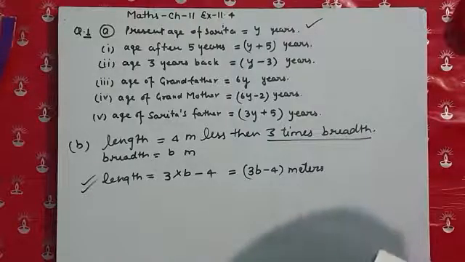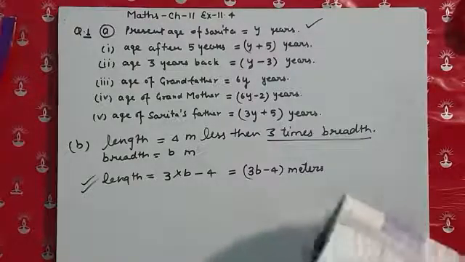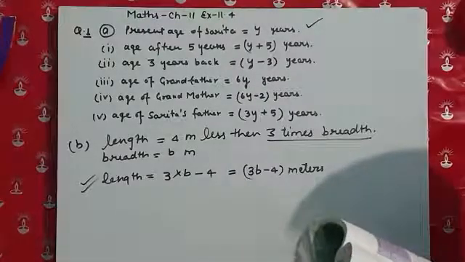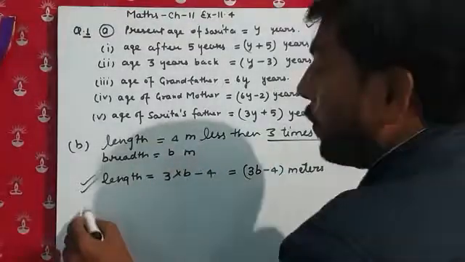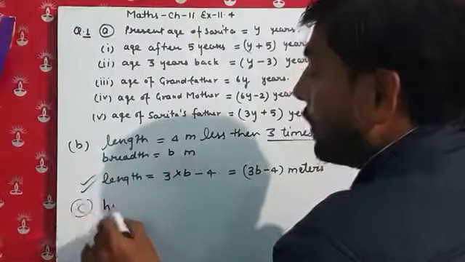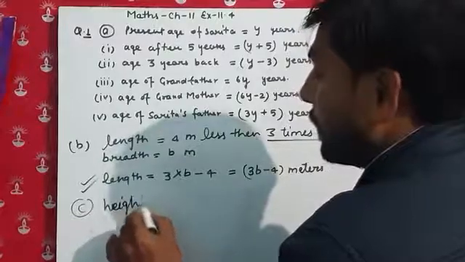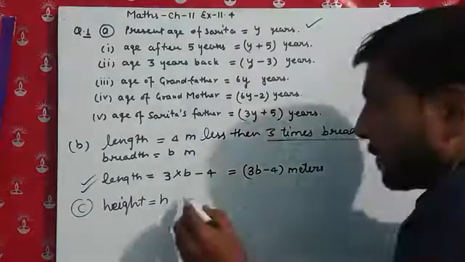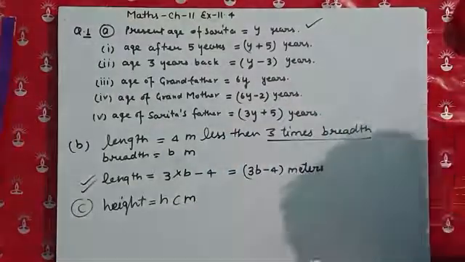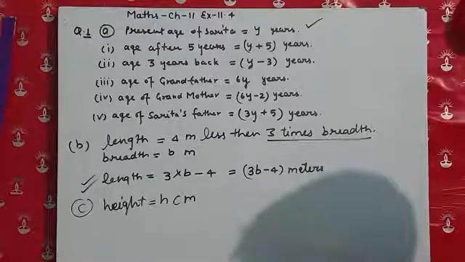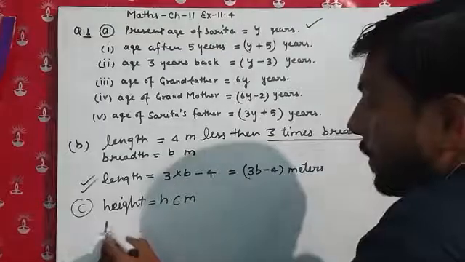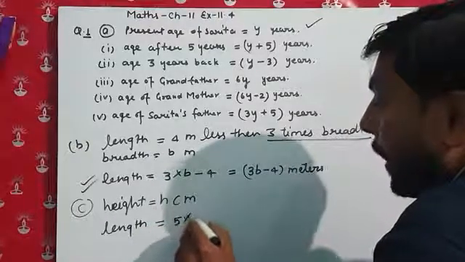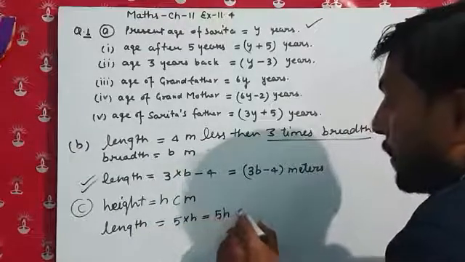Now I am going to part C. Read the question carefully in your book. A rectangular box has height 8 centimeter. So a rectangular box is given and the height is given as h centimeter. And its length is 5 times the height. So its length is given as 5 times the height. That means it becomes 5h centimeters.